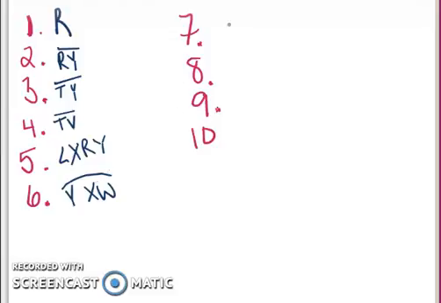Name a minor arc. I could just say YW. Okay, so notice the difference between 8 and 7. They actually have the same endpoints, but one goes one way, one goes the other way.